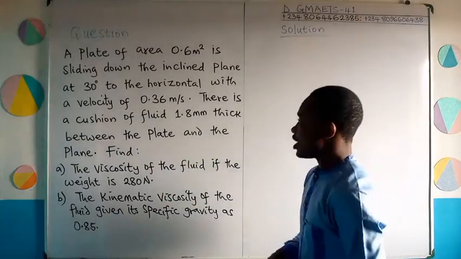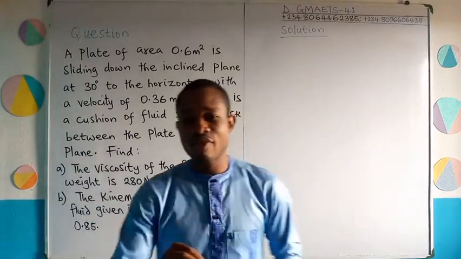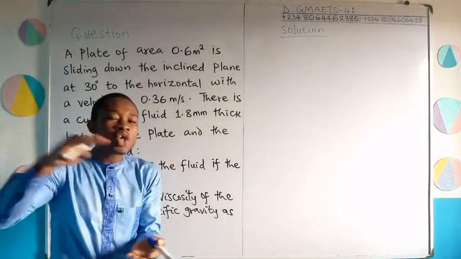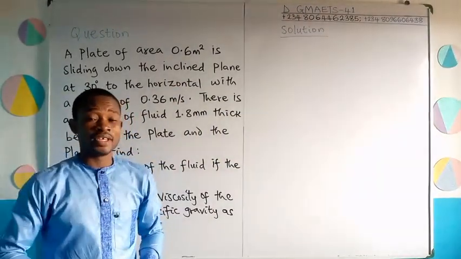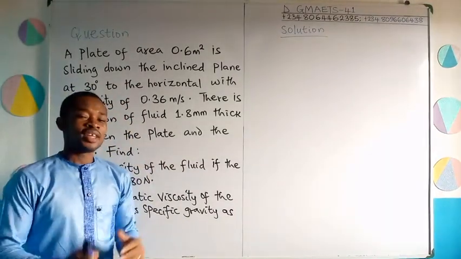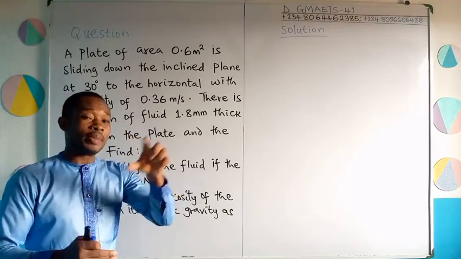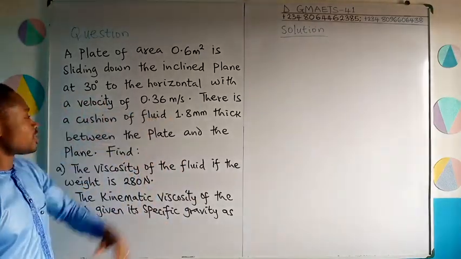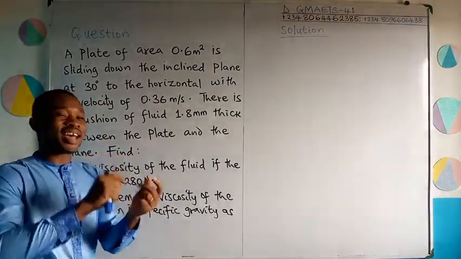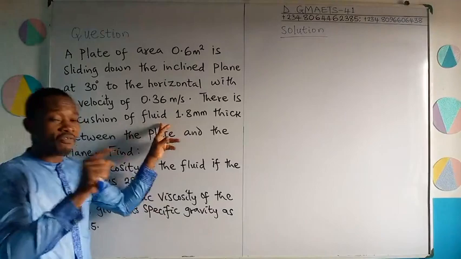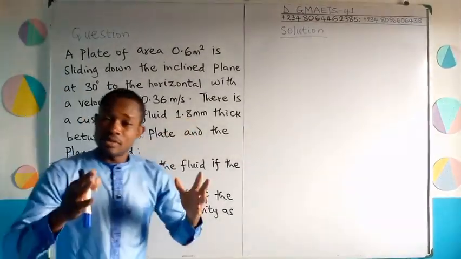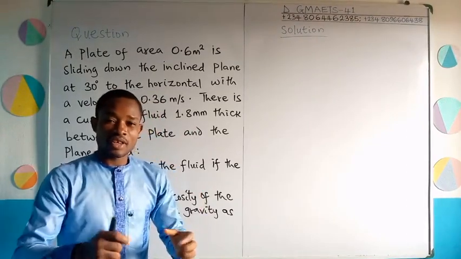Now, in this question that I have here on the board, we are given the area of the plate to be 0.6 square meter, and that plate is placed on an inclined plane. That plane is inclined at an angle of 30 degrees to the horizontal, and the plate is moving on the plane with a velocity of 0.36 meter per second. Now it is said that between the plate and the plane there is a cushion of fluid which is 1.8 millimeter thick. Determine the viscosity of the fluid.